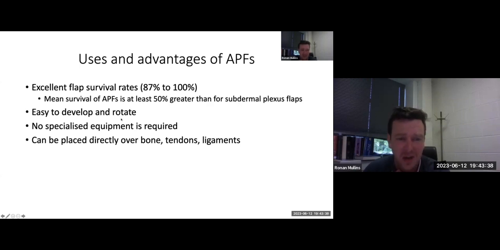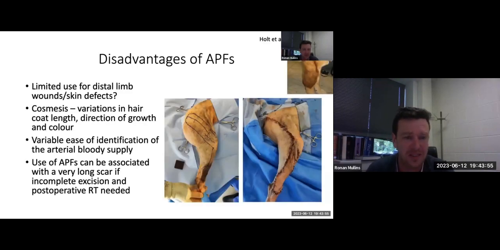They're fairly easy to develop and rotate. You can follow published guidelines. No specialized equipment is required, which is very useful. And as I said, they can be placed directly onto bone, tendons, ligaments. You don't need to have a granulation tissue bed for use of these.